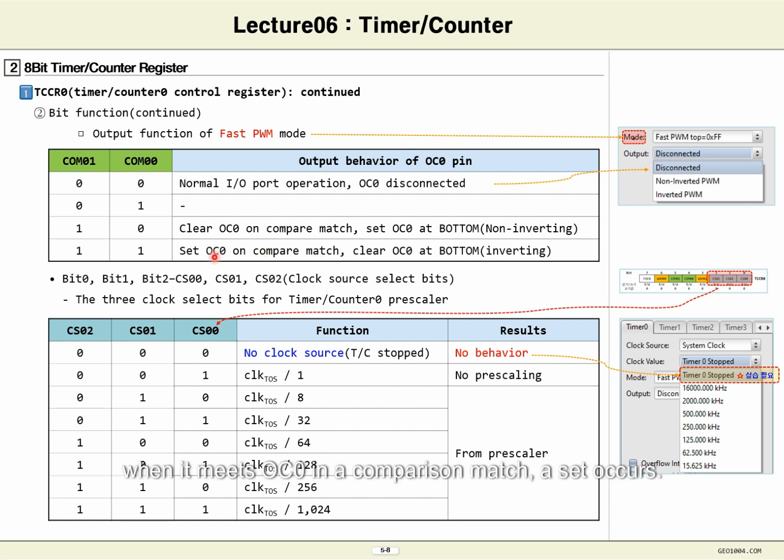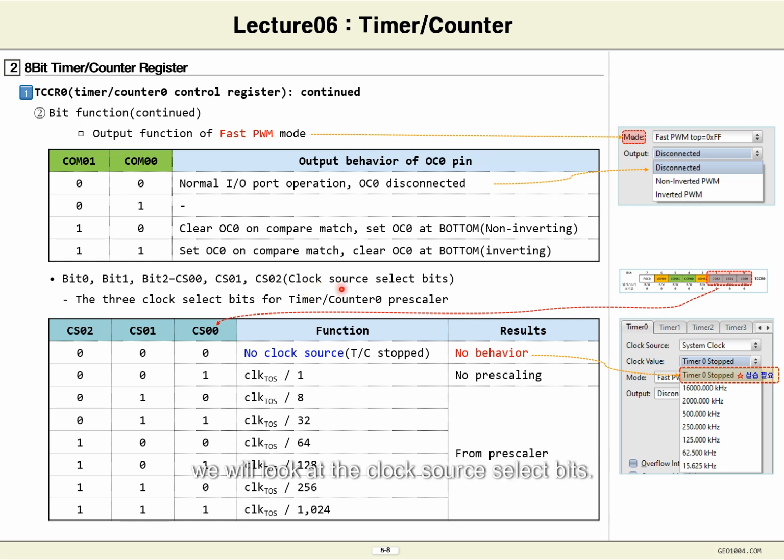And conversely, when it meets OC0 in a comparison match, a set occurs. Clearing OC0 at the bottom is called inverting. So, you can understand that non-inverting and inverting mean that the waveforms are toggled and output in the opposite wave.